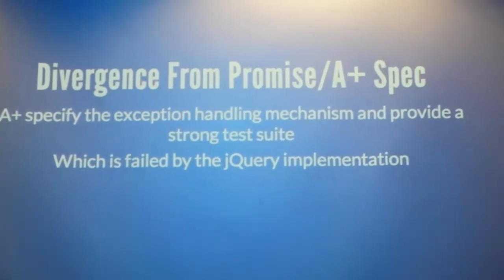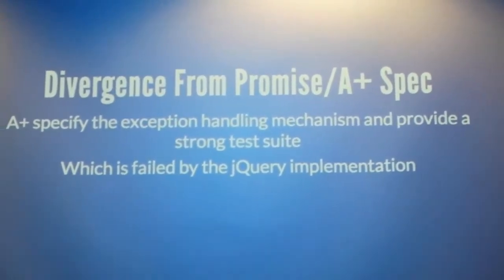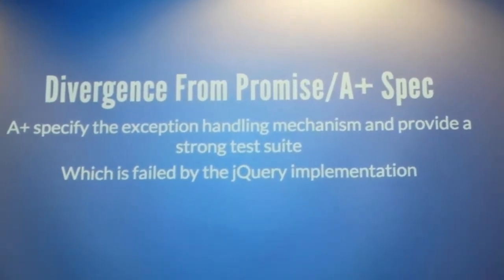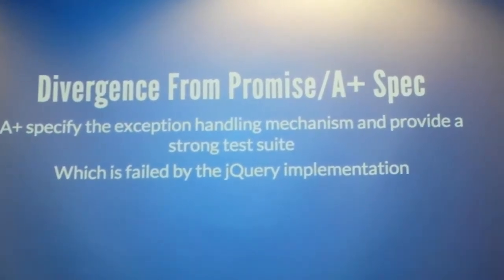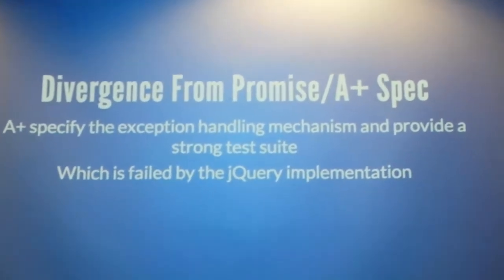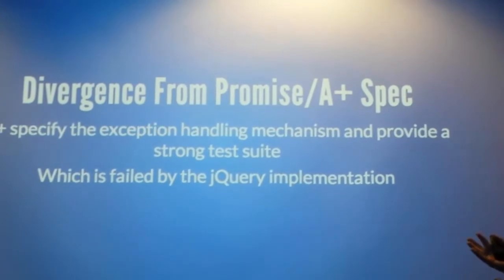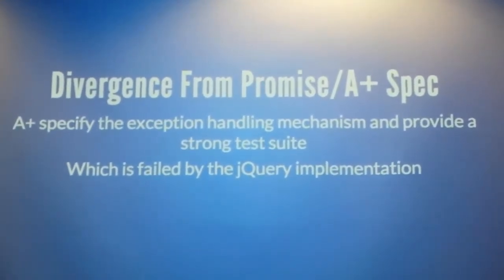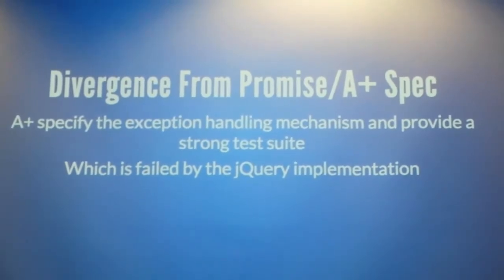Why did they build another spec out of the first one? So the A+ spec actually specifies very strictly the exception handling mechanism and provides a very strong test suite against this particular specification. And of course, this test suite is failed by the jQuery implementation, because that was the point of the A+ spec. It's saying, well, jQuery is not good enough.